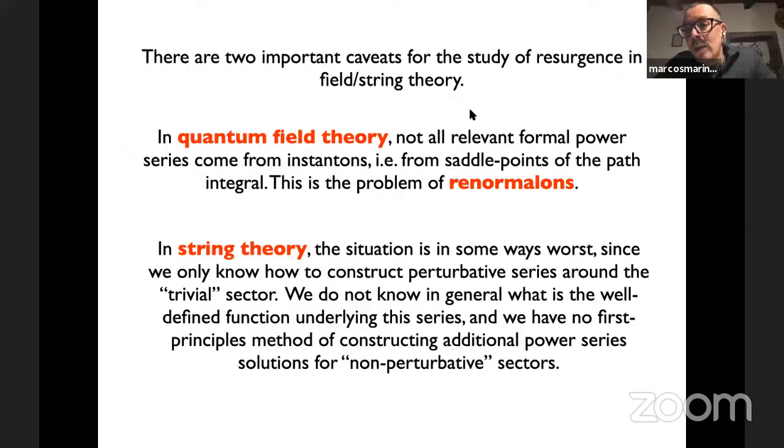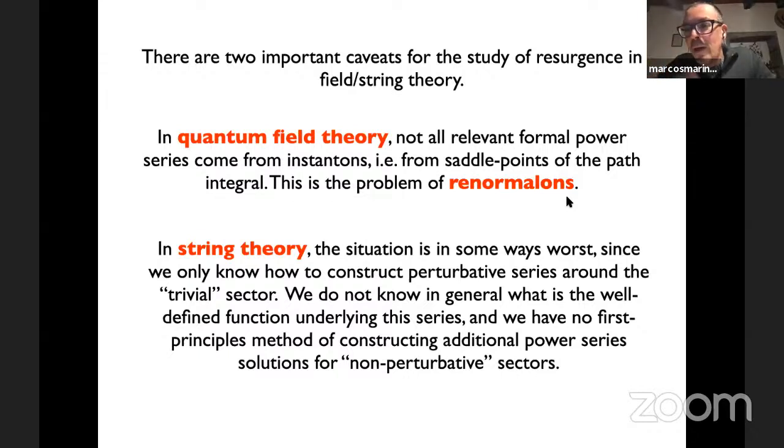And what they discover is that the non-perturbative sector of asymptotically free theories in infinite volume cannot be explained with instantons. And this is what is called the problem of renormalons. There are sectors in asymptotically free theories in which instantons are essentially irrelevant. And I think this is really one of the most important problems.